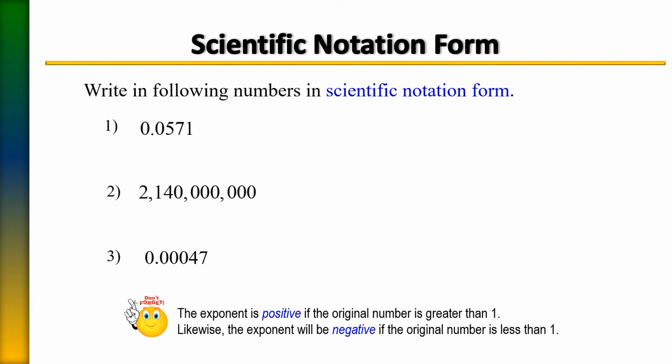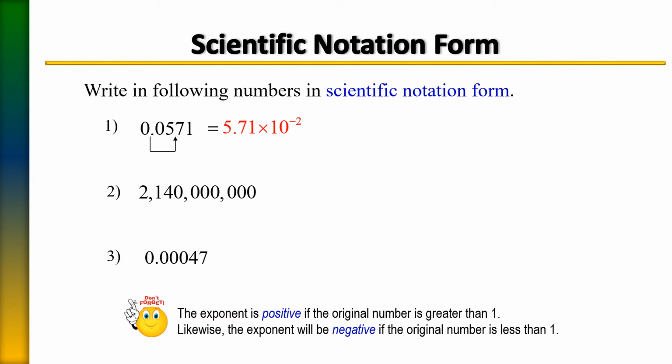So let's see, how many places do we have to jump to get there? 1, 2 places to get there. So that means our 10 base is going to have a power of negative 2, because remember, all micro numbers, any number less than 1, will have a negative exponent. So that's negative 2. My decimal is 5.71 times 10 to the negative 2 power. And there you have it in scientific notation form.